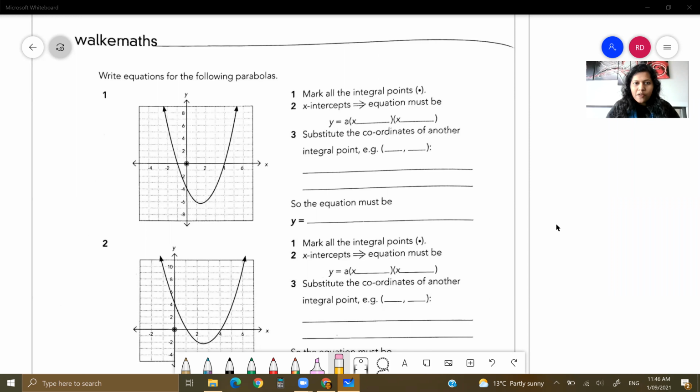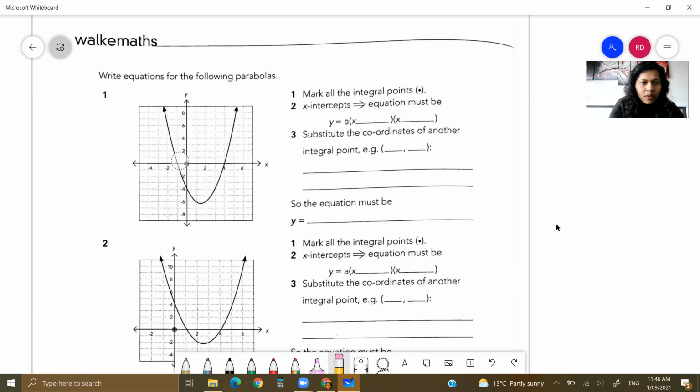So this is where you've got the graph in factored form. What that means is you can clearly see the x-intercepts. So that's one there. Here is one of my x-intercepts, and here is another x-intercept. Okay, so what I'm going to start by doing is writing them out.